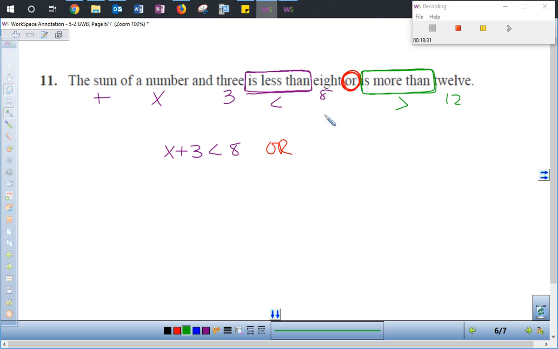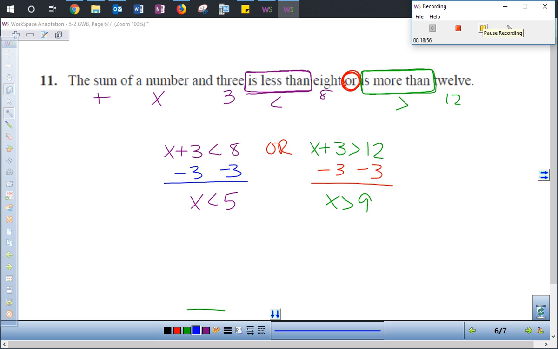So I want to take whatever was on the left side of the first inequality sign. So whatever came before that first inequality symbol is going to be on the left hand side. So x plus 3, and then I'm going to put it with my new symbol and whatever comes after that. So what I'd like you to do now is pause the video and solve those two inequalities. So when you subtract 3 from the left side, you should get x is less than 5, and subtract 3 from the right one, you should get x is greater than 9.